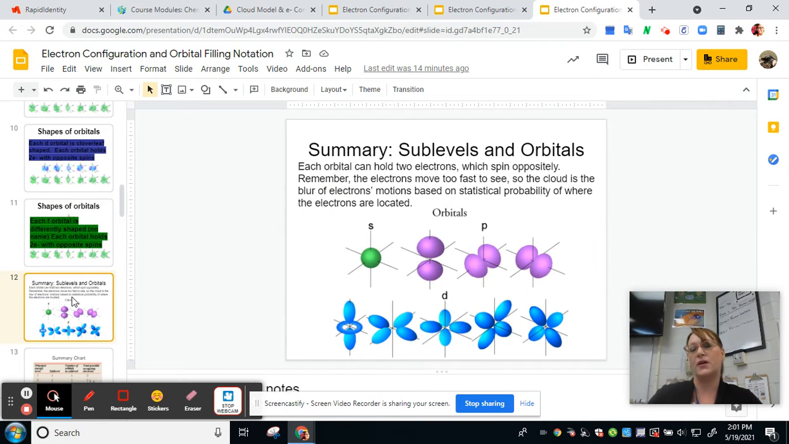Okay, a little summary here. So S, spherical, 1 of them. P, dumbbell, 3 of them. D, cloverleaf, 5 of them. And if you can get the F in there, there are weird shape, no name, and there are 7 of them. And each of those can hold a maximum of 2 electrons.